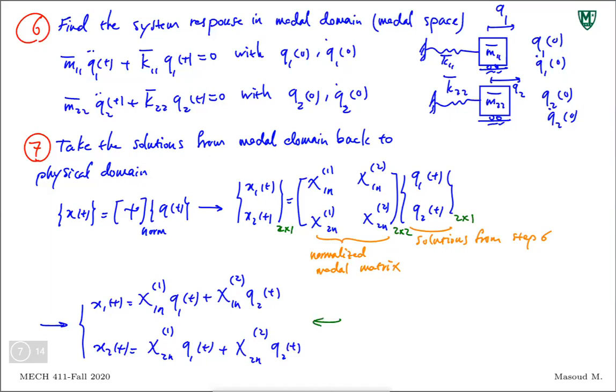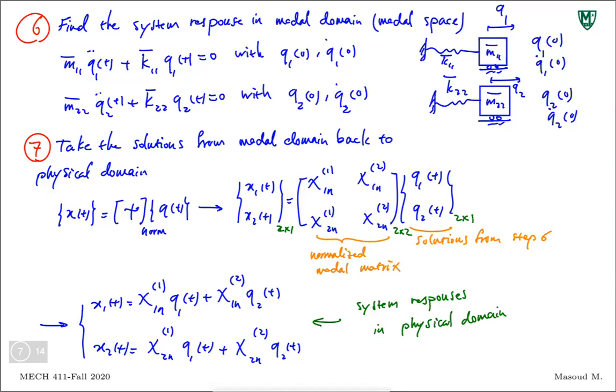Now these are the system responses in the physical domain, and that's what we were looking for. You see that for each solution, you have Q1(t) and Q2(t), the response of each mode, the way it oscillates, the way it moves, weighted by some coefficient that is coming from the normalized modal matrix.